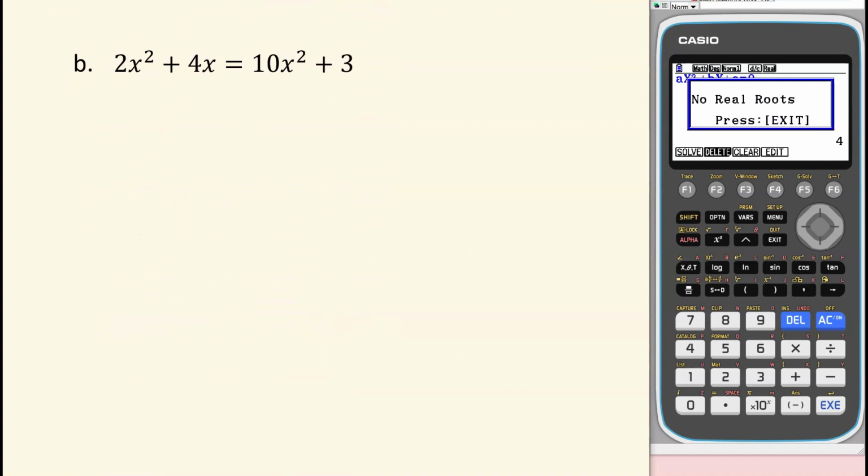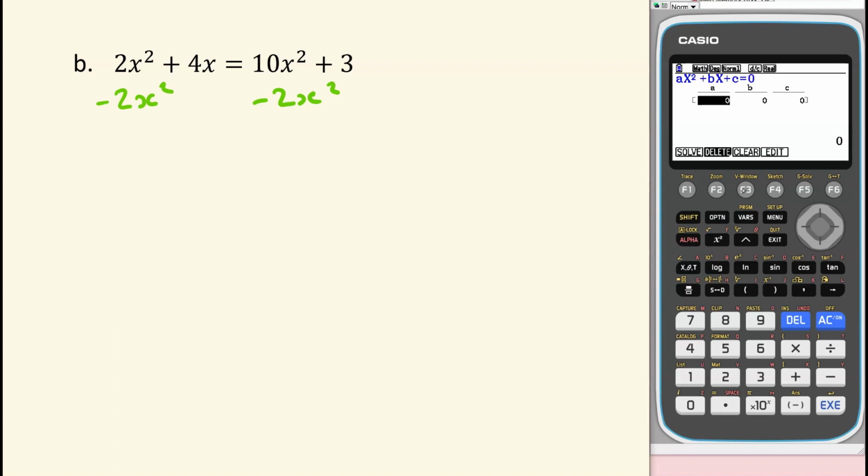Again, we can see we have values on both sides of the equation. So we want to get this into our general form. I'm going to go straight away and have a look at my x squared values. I can see I have 2x squared on the left-hand side and 10x squared on the right-hand side. And again, just due to personal preference, I'm going to start off by subtracting 2x squared from both sides. So I'll end up with 4x on my left-hand side and 8x squared plus 3 on my right-hand side.